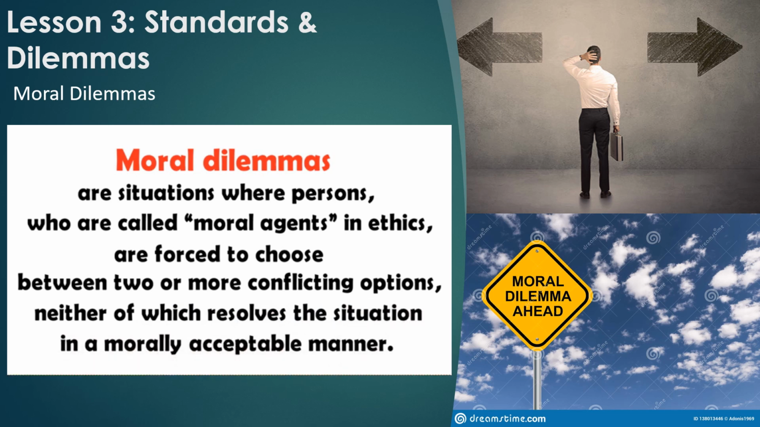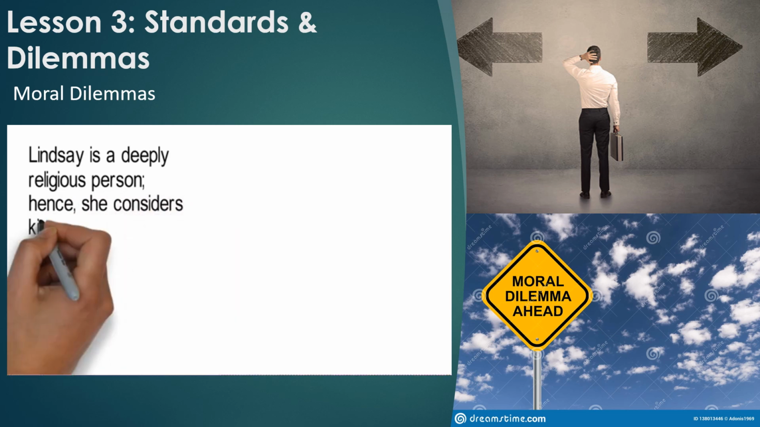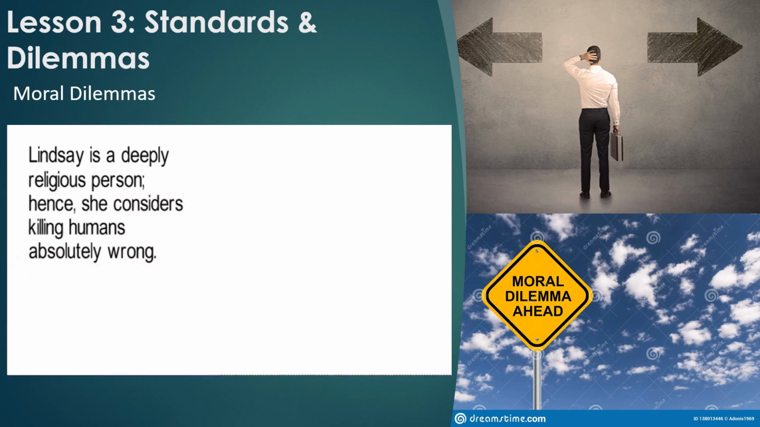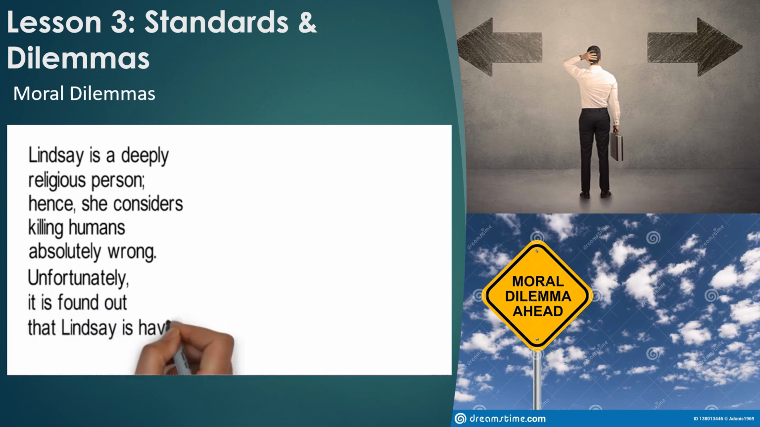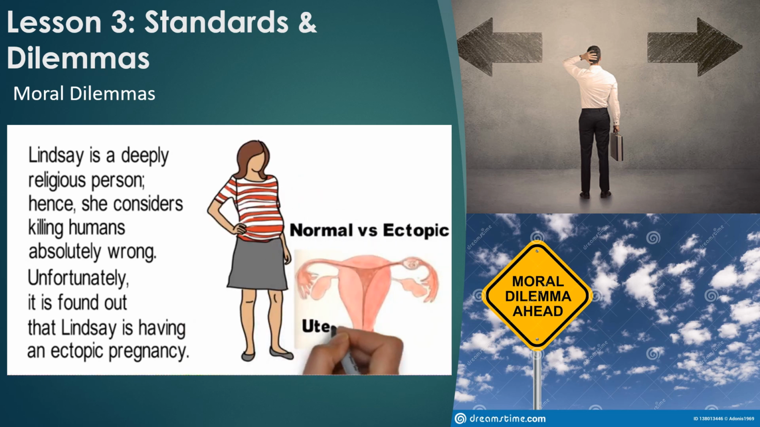Let's consider this scenario as an example. Lindsay is a deeply religious person, hence she considers killing humans absolutely wrong. Unfortunately, it is found out that Lindsay is having an ectopic pregnancy. As is well known, an ectopic pregnancy is a type of pregnancy that occurs outside the uterus, most commonly in the fallopian tubes. In other words, in ectopic pregnancy, the fetus does not develop in the uterus. Now, if this happens, the development of the fetus will definitely endanger the mother. Thus, if Lindsay continues with her pregnancy, then there is a big possibility that she will die.